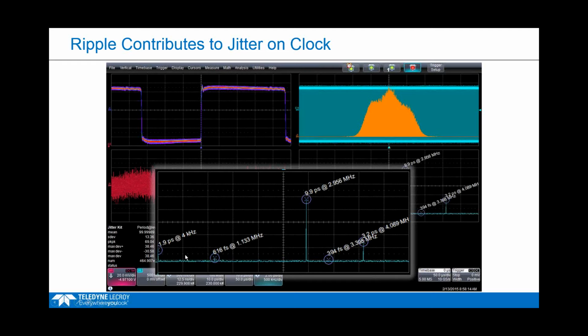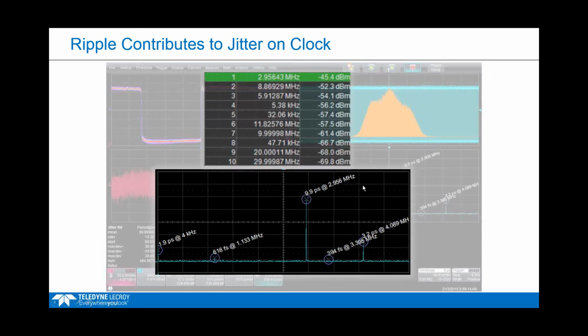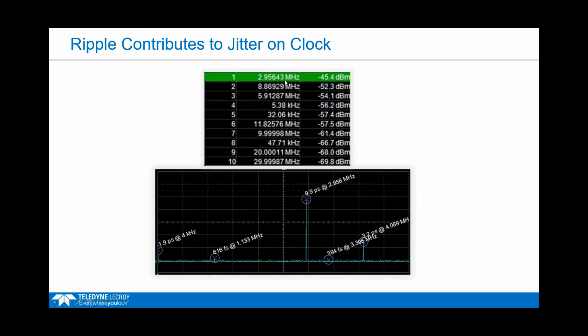So this is displaying a frequency domain view of the jitter on that clock that's being powered by that regulator we just looked at. And I zoomed in here to show you a peak, and a peak is going to be any kind of periodic jitter on the clock. And sure enough, you see a peak here right at 2.956 megahertz. And if you remember from the last slide, that was the exact frequency of the ripple on our power rail. So this is due to the switching regulator, the output there. We can see that jitter coming through onto the clock.